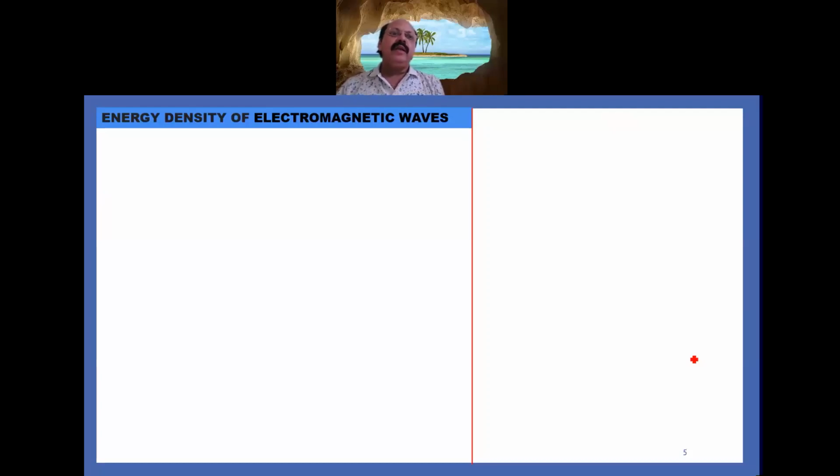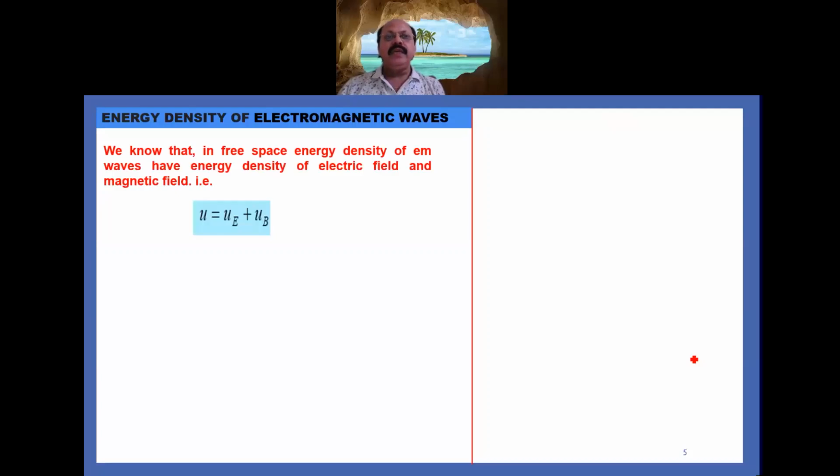So the total energy density of electromagnetic waves is the sum of the energy density due to the electric field and due to the magnetic field. It is represented by small u. So we can say that u equals uE plus uB. uE is the energy density due to the electric field, and uB is the energy density due to the magnetic field. Substitute their values, then u equals half epsilon naught E_rms square plus uB value, which is B_rms square upon 2 mu naught.